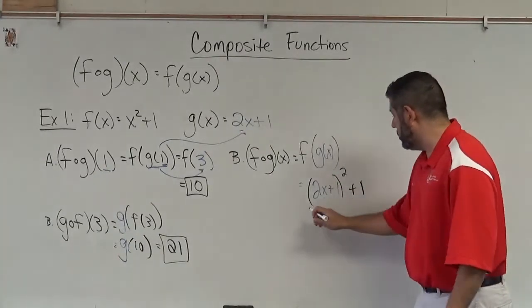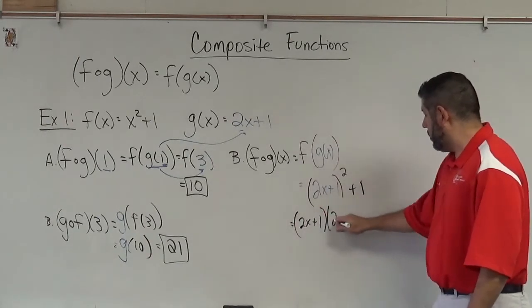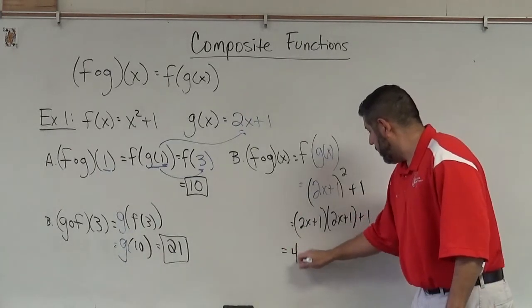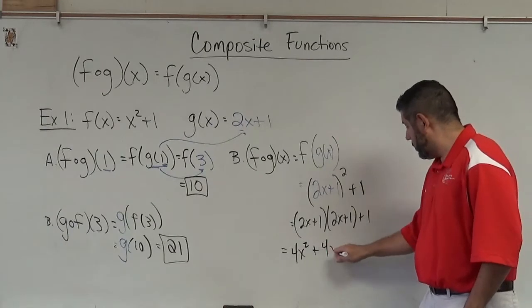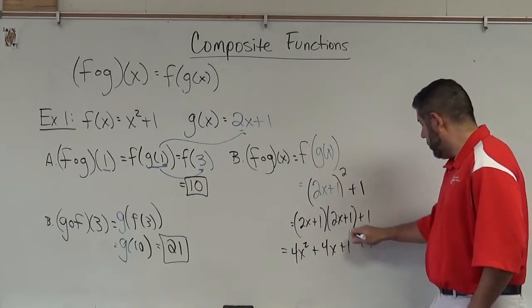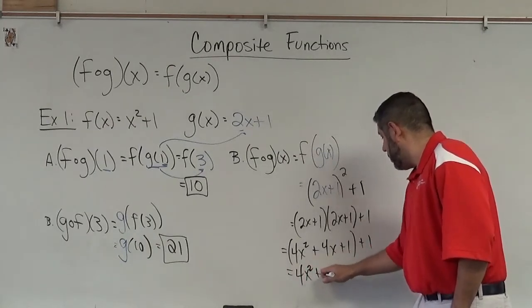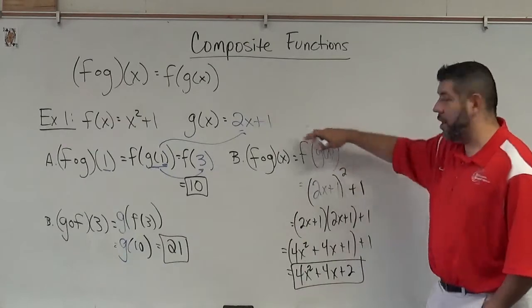So 2x plus 1 squared. Right? We have to FOIL that one out. I've been foiled. 4x squared plus 4x plus 1 plus 1. And we get 4x squared plus 4x plus 2. And this would be f of g of x.